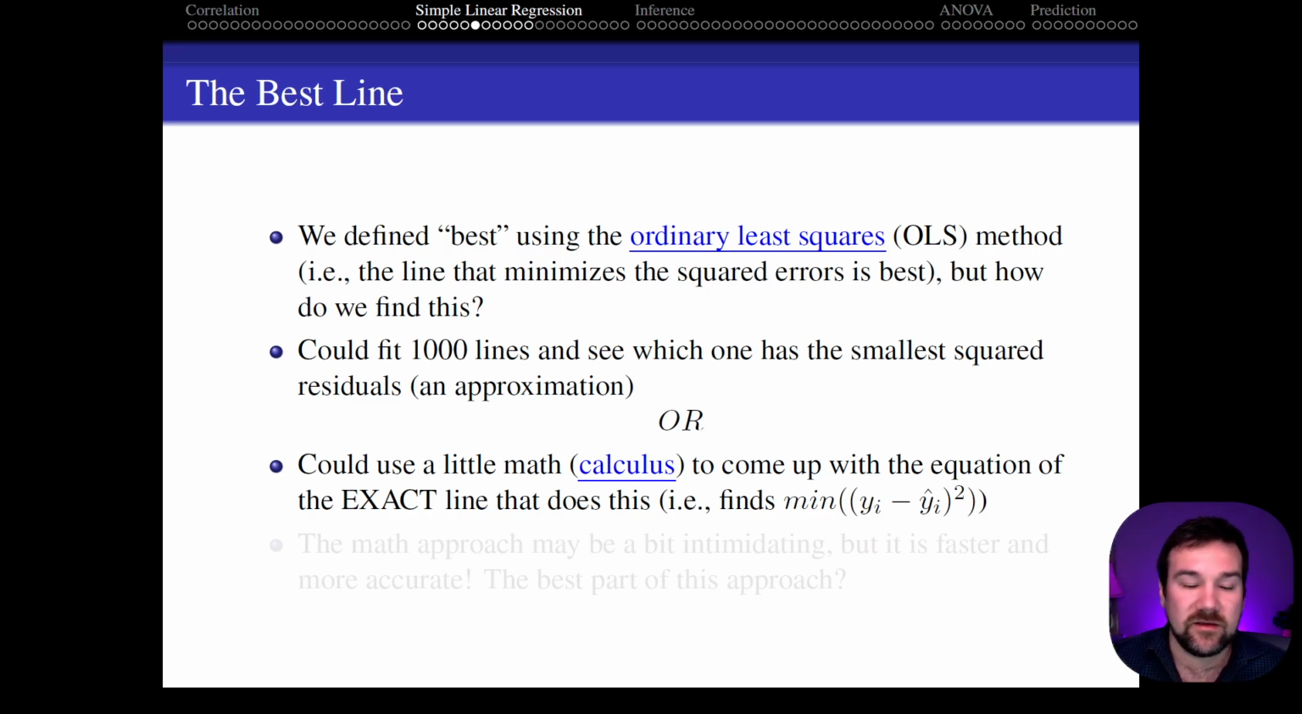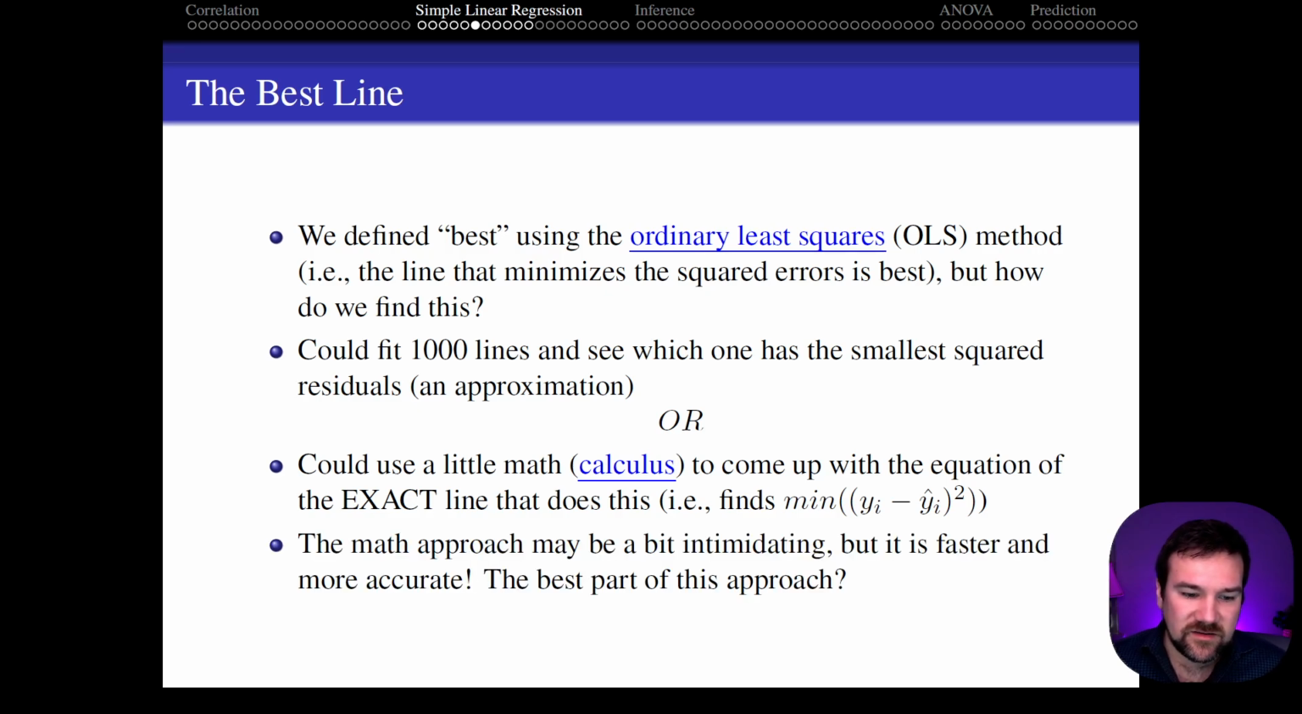So while the fit 1,000 lines approach legitimately can give a reasonable guess, the ability to actually calculate this using math saves a ton of time and provides more accuracy. So we prefer the calculated solution when possible. And I say this because while it may be intimidating to do math or calculus, it can be faster. It can be a lot faster in some cases, and it is more accurate.